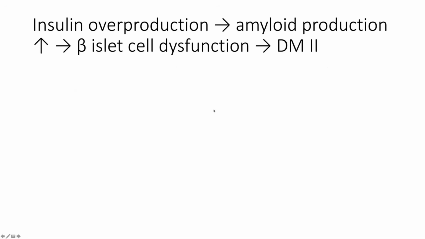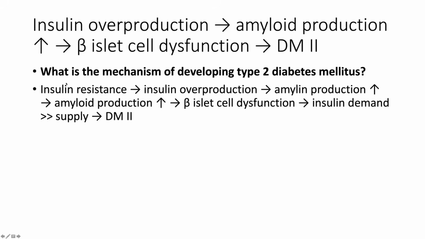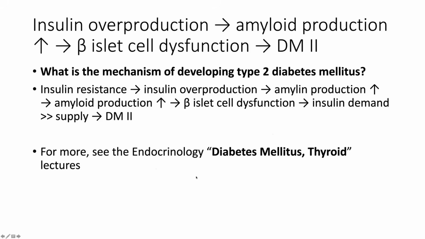Let's talk about some of this. This is the mechanism of type 2 diabetes, which Hadra just explained. There's insulin resistance that leads to overproduction of insulin. With that insulin overproduction, amylin is released along with insulin, which leads ultimately to amyloid production. The amyloid leads to beta islet cell dysfunction, and now you have a decrease in insulin supply to go along with an increase in demand. And that is diabetes. Technically, diabetes mellitus just means you have high blood sugar. This I took directly from the Endocrinology lecture, the diabetes mellitus and thyroid lecture.